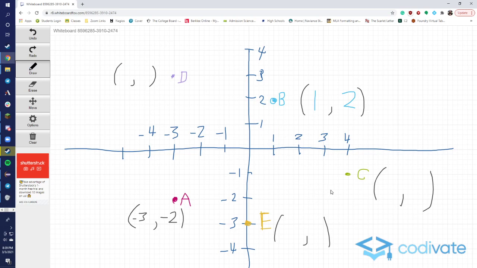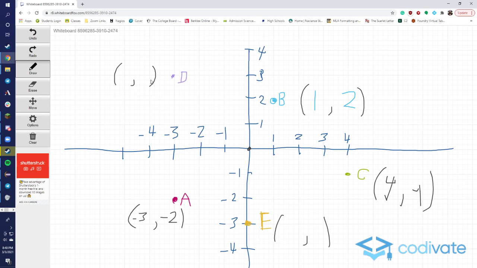Now, just for your practice, you can follow along as I do the rest of them. This C lines up with 4 and -1. And if you start from the beginning, from the origin, this middle point is technically 0, 0 here. You go 1, 2, 3, 4, and then you go down 1.